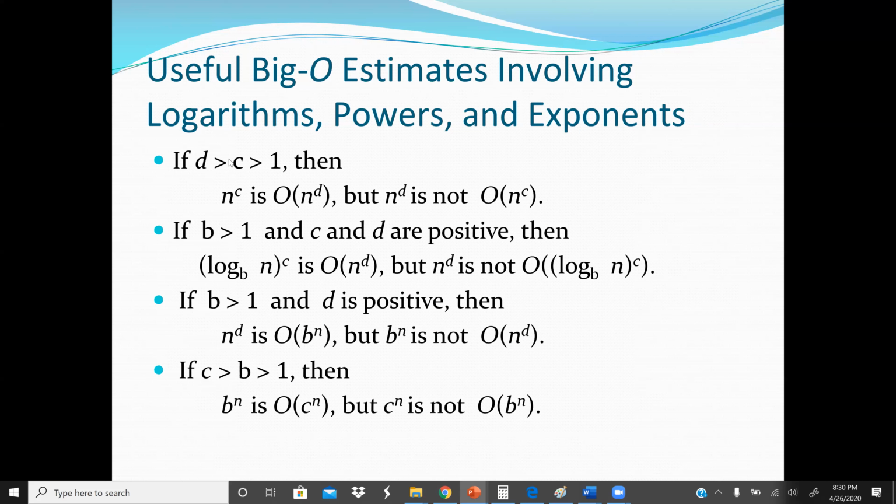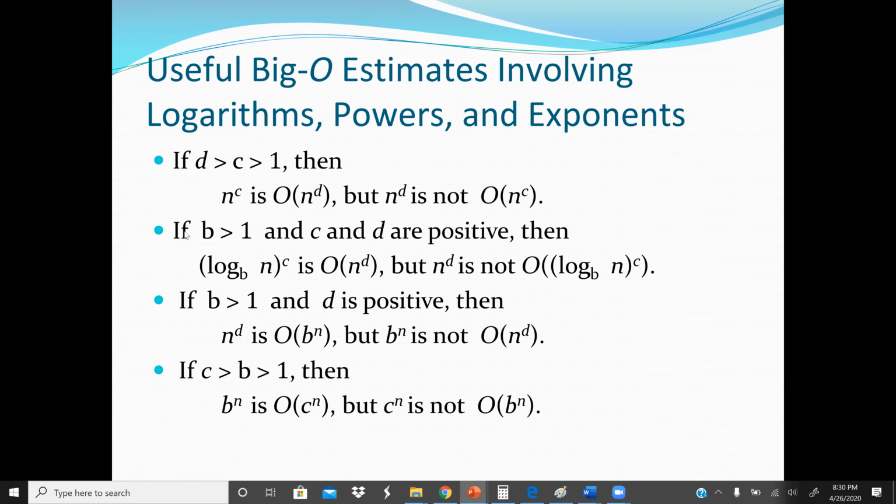Since d is greater than c, then n to the power c is a big O of n to the power d. So in the previous example, I cannot say, for example, that n to the power 3 is a big O of n to the power 2. No, the power you have to at least increase by 1 or keep the same. So that's what we mean here.